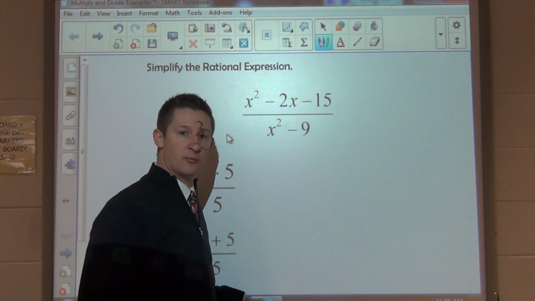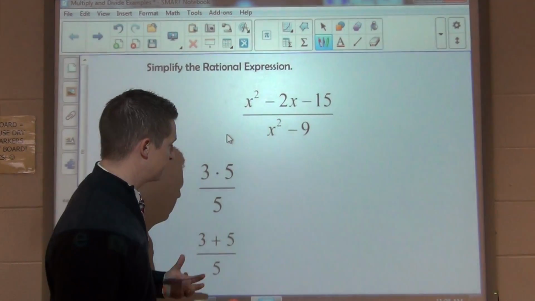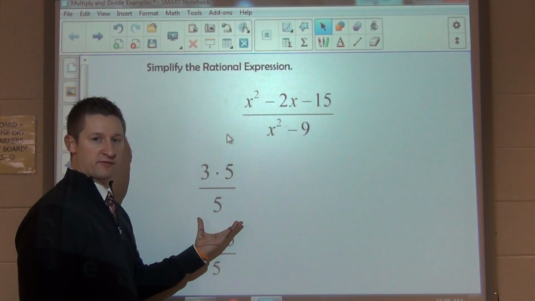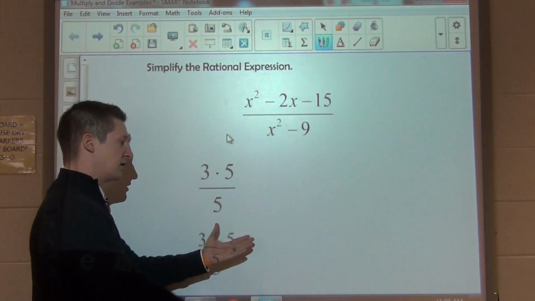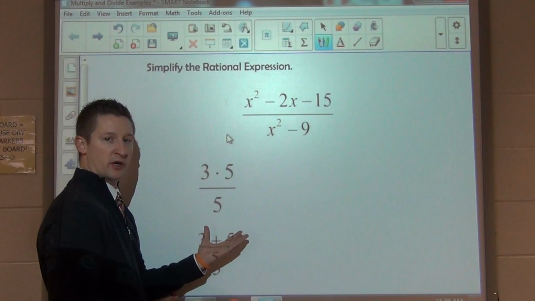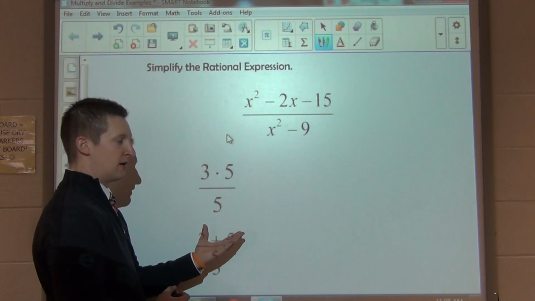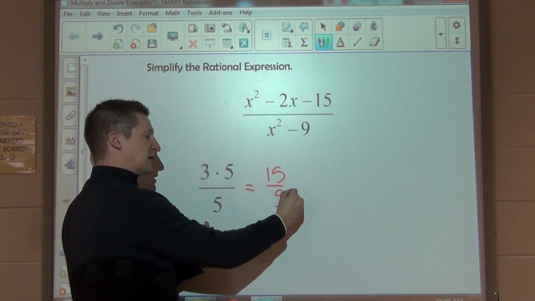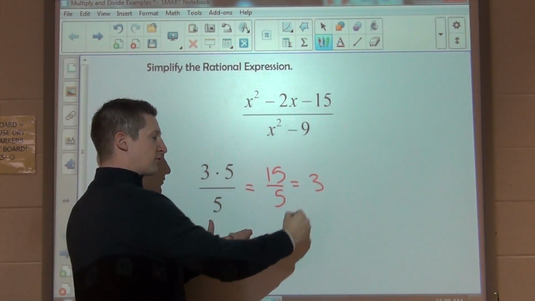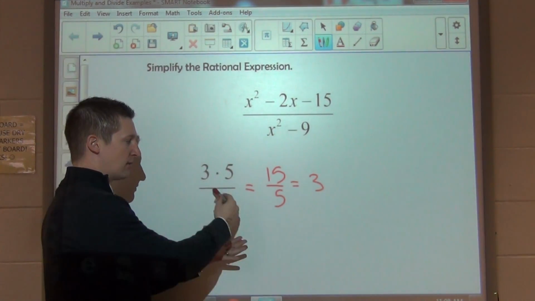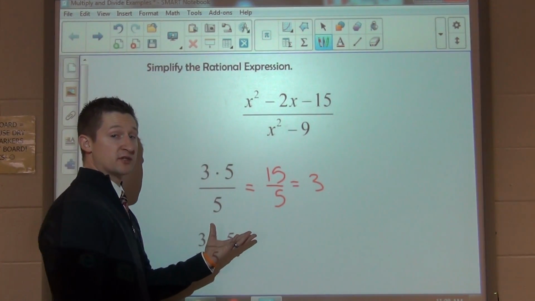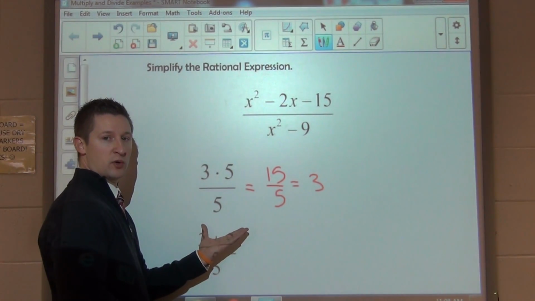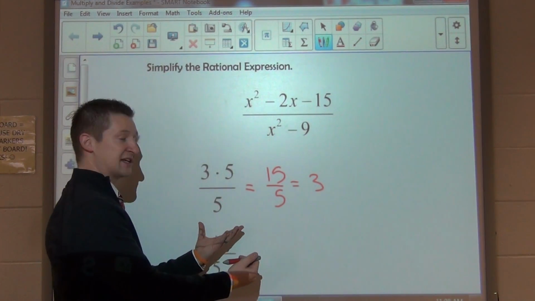Now, to show you an example with numbers that I think will make more sense of this, consider the expression 3 times 5 divided by 5. Well, as you look at this, I am multiplying 3 times 5 in the numerator and then dividing by 5. Obviously if we were to actually multiply this out, 3 times 5 is 15, and 15 divided by 5 would be 3. Now, we wouldn't have to go to the trouble of multiplying 3 times 5 if we notice that there is a common factor of 5 in both the numerator and the denominator. We can divide out that common factor, or I like to say cancel.